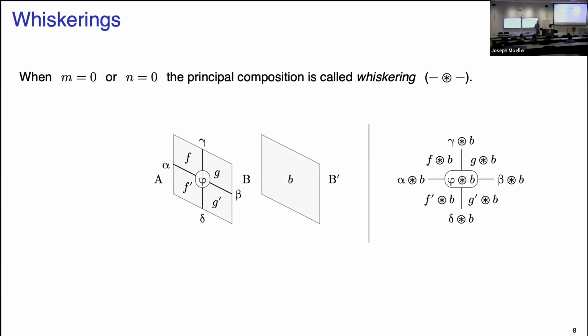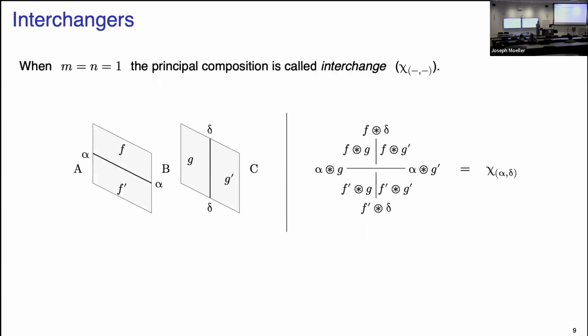But we can obtain a 3-cell not only by whiskering a 3-cell by a 1-cell, but by the arithmetic of dimension composition that I mentioned earlier. We can do it by composing 2 cells. So that goes by the name of interchanger, and I'll write this with this chi. And so here, this surface diagram depicts the interchange of this vertical 2-cell alpha with this horizontal 2-cell delta.